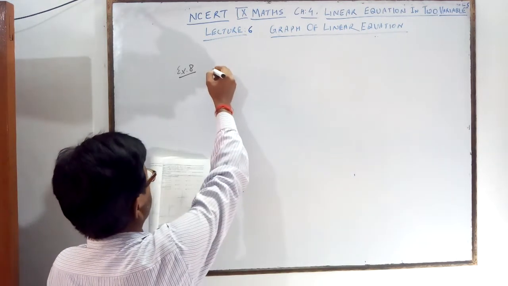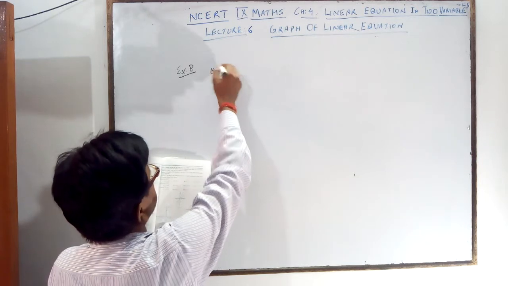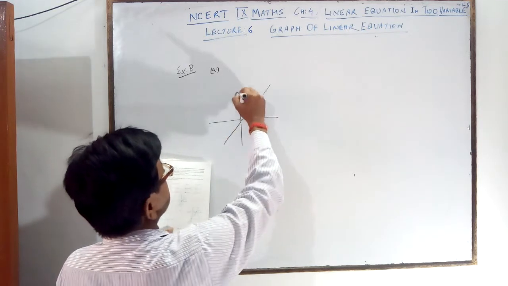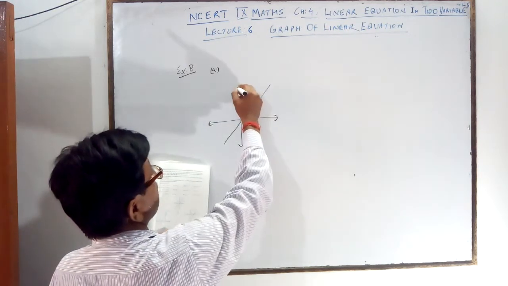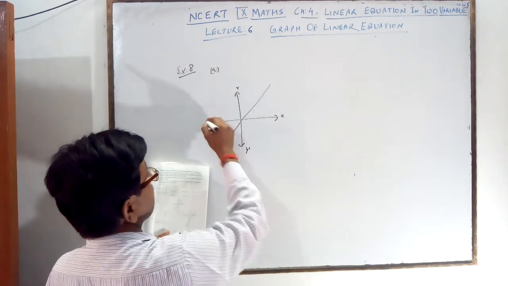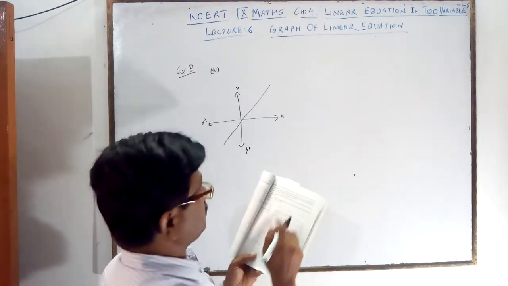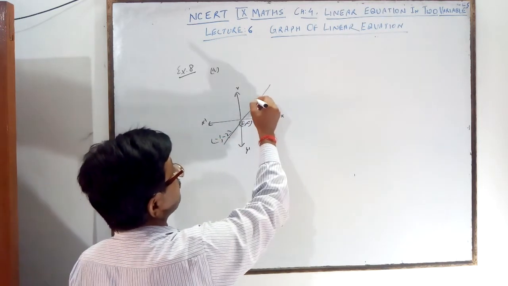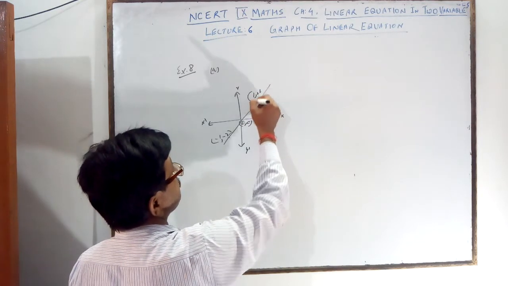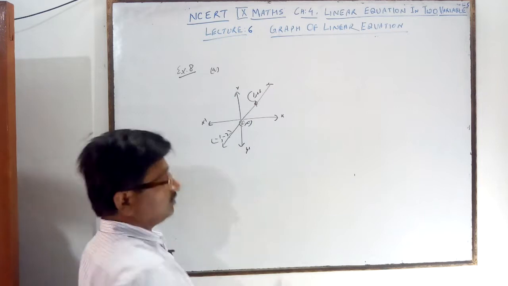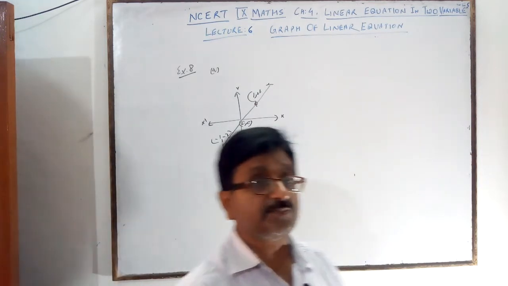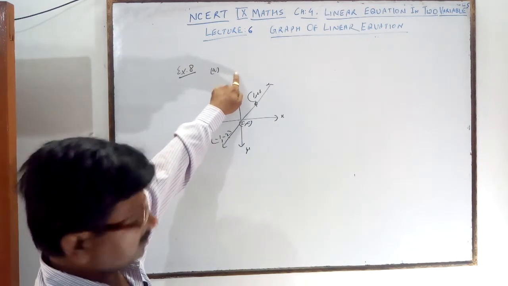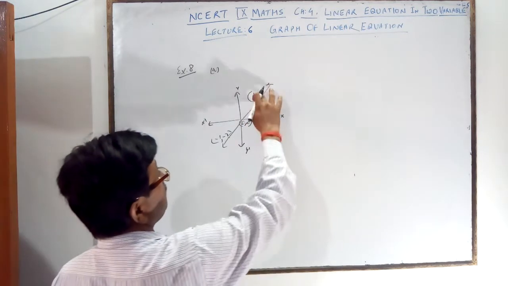In the first one, a figure is given like this. It is the graph for part A. Here the points are given: 0, 0; 1, 2; minus 1, minus 2. Your question is given: which is correct? The first option is x plus y equals 0. Putting x equal to 0 gives 0 plus 0, 0, but 1 plus 2 will not be 0.